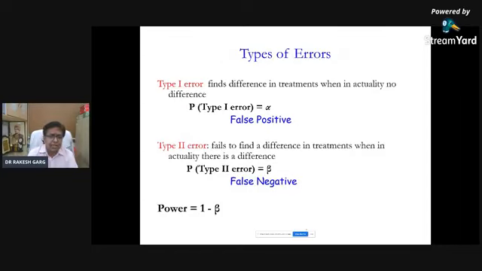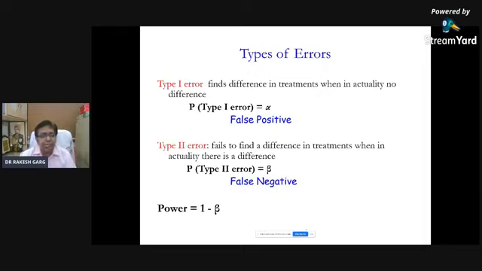Now, when we talk of the power and the type of errors, usually we say there are two types of errors that we see in the research. Type 1, where we find a difference in treatment when actually there is no difference, and we say it's false positive. And type 2, where we fail to find a difference when actually there is a difference, and this is called false negative, and this is also called beta. Now, power is 1 minus beta. So we can say type 2 error up to 20% is acceptable to us, or we say power is 80%.